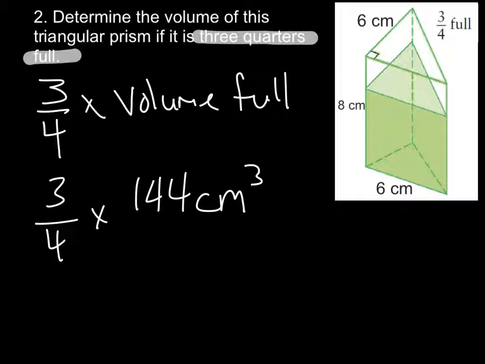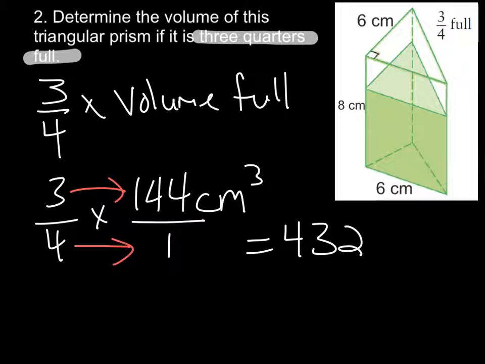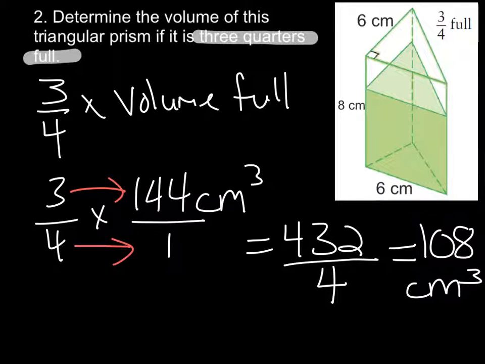centimeters cubed. So if we're multiplying a fraction by a whole number, we can write that whole number as over 1. And then what do we do? Yeah, we multiply straight across. So 3 times 144 is 432. And 4 times 1 is 4. And if we divide 432 by 4, I just used a calculator, we get 108 units, centimeters cubed.